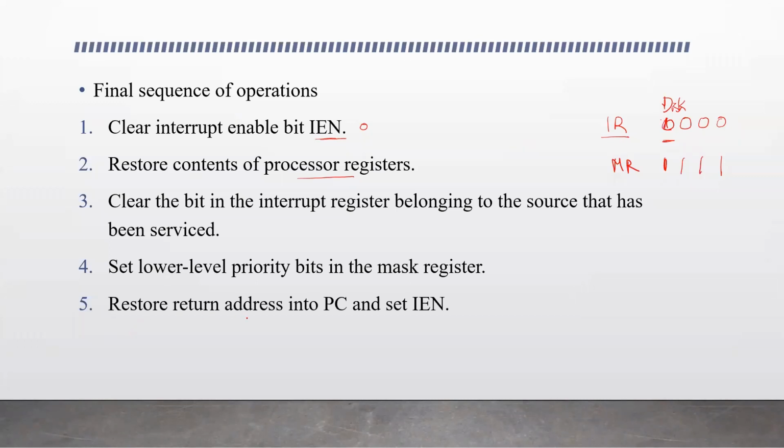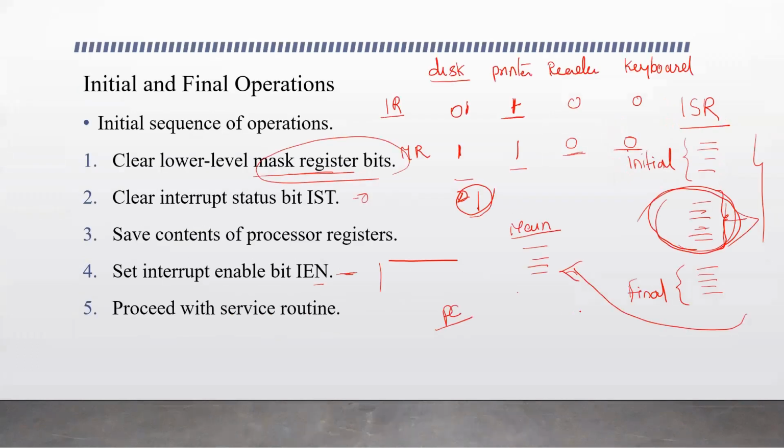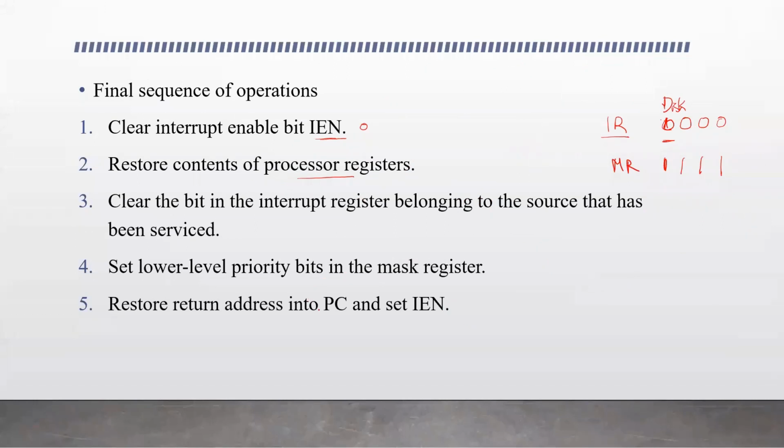And restore the return address into PC. The value in PC was stored in the stack, so it has to be restored, and set IEN. In this final sequence of operations, we had cleared IEN for stopping the interrupts coming from the devices until these operations are done.